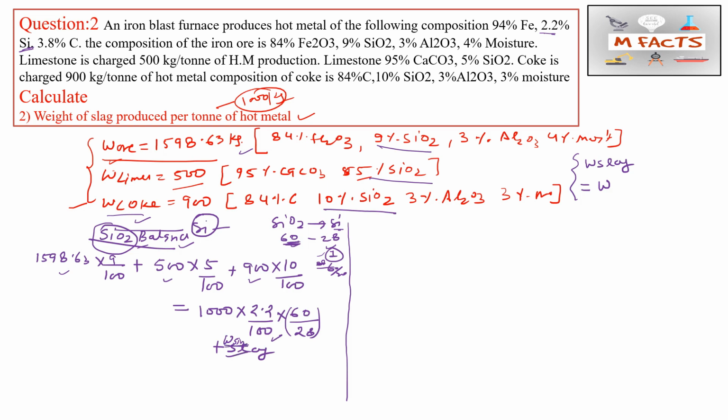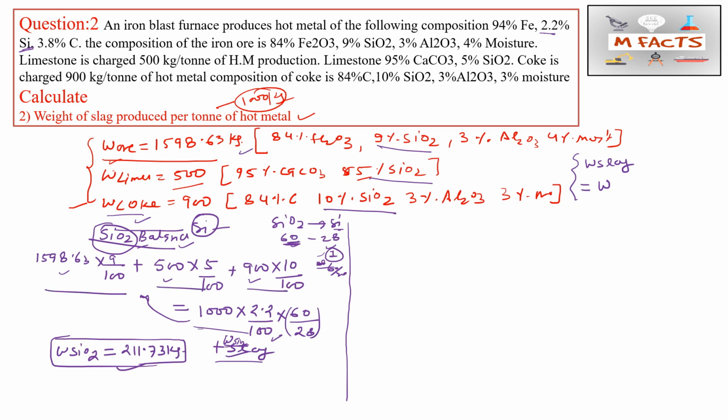Okay, so this is how we can calculate. We will subtract this value from these values, and we will get the weight of SiO2 in slag. So this weight of SiO2 in slag will be 211.73 kgs. I don't have enough space in one page, so I am solving here in short. You will add these things, and after adding you subtract this value, because this already went into the hot metal. And the rest of the SiO2 will go into the slag part.